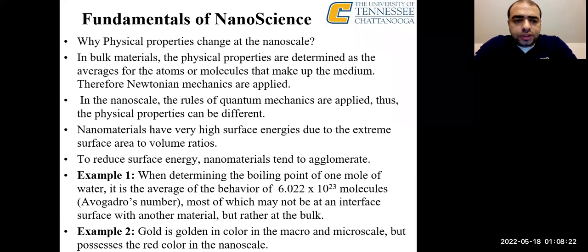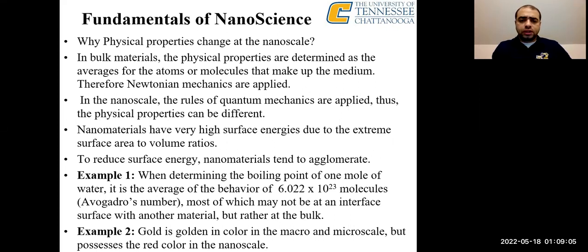Fundamentals of nanoscience. A good question that we should look at is why physical properties change at the nanoscale. When a bulk material goes to the nanoscale, its properties change, like, for example, the melting point, like we just mentioned. Let's see why. The first thing I need to know is that at the interface between the material itself and the surrounding environment, there can be a layer that is different than the bulk of the material itself.